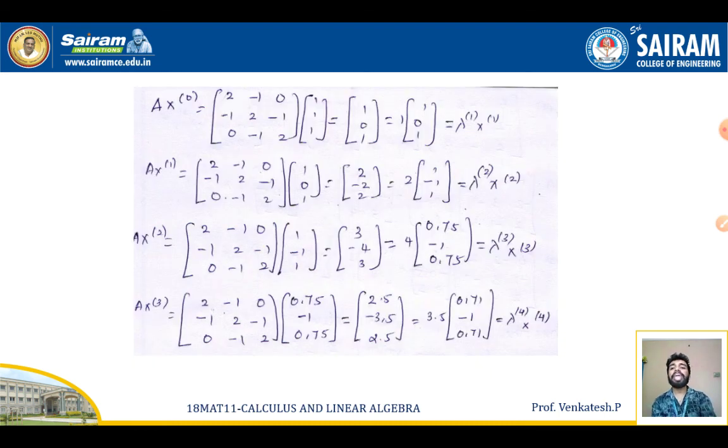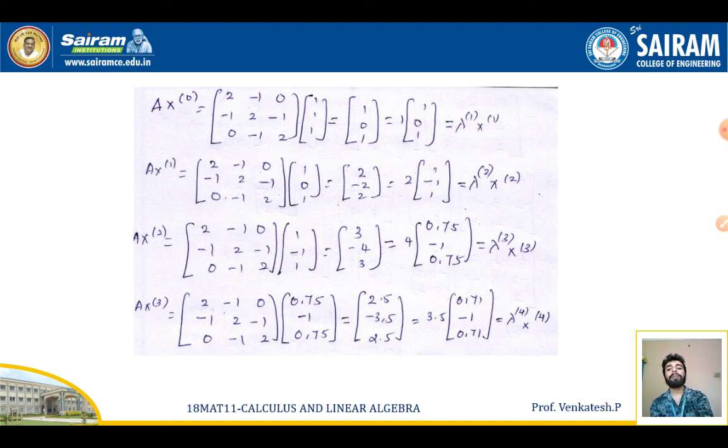First iteration, Ax0. I am going to multiply the A matrix with the x0 matrix. So, 2 -1 0, -1 2 -1, 0 -1 2 multiplied with the column matrix 1 1 1. After multiplication I will be getting 1 0 1. In this one I should take the numerically large value as a common factor. So I will be taking 1 as a common factor here. So 1 into [1 0 1], I got it. I will be calling this one lambda 1 x1.